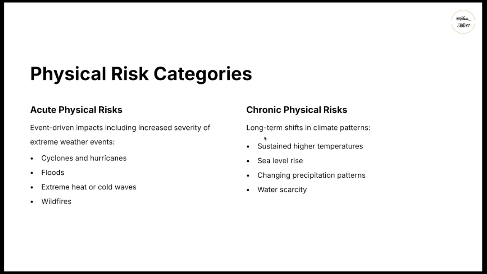Regarding physical risk, again, those two categories, like acute physical risk, which are event-driven. This includes the increasing severity and frequency of extreme weather events like cyclones, floods, wildfires, and extreme heat or cold waves. Chronic ones, on the other hand, are long-term shifts in climate patterns that evolve over time. Things like sustained higher temperatures, sea level rise, changing precipitation patterns, and even water scarcity.